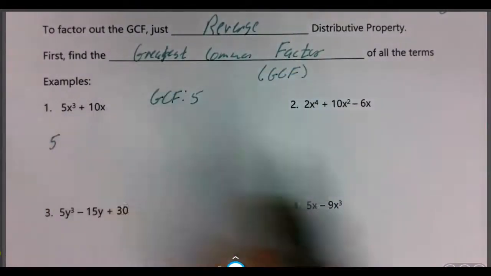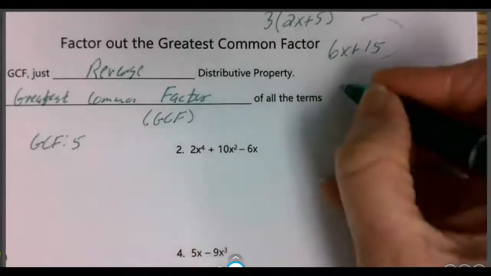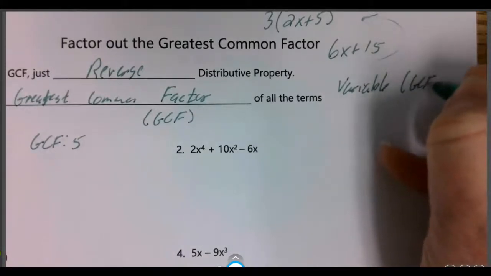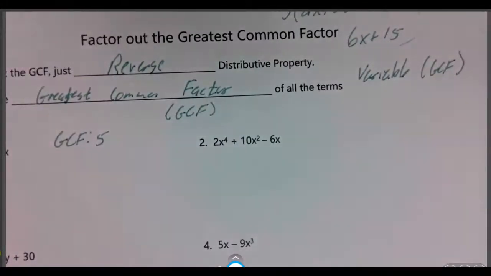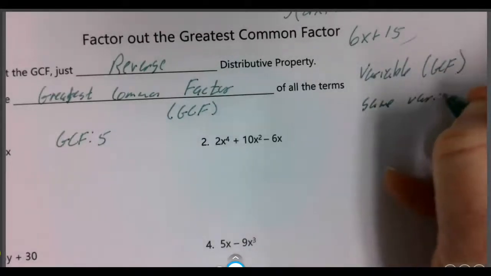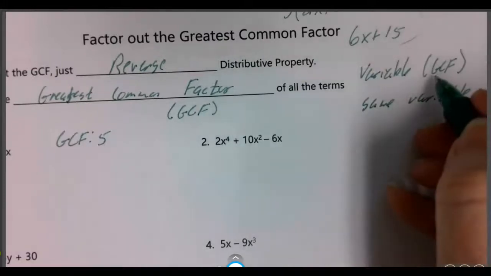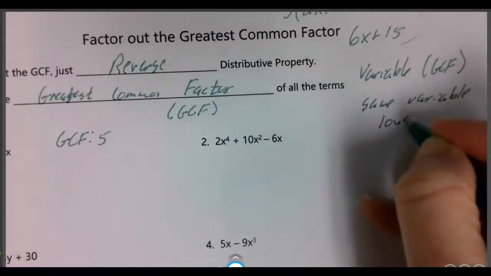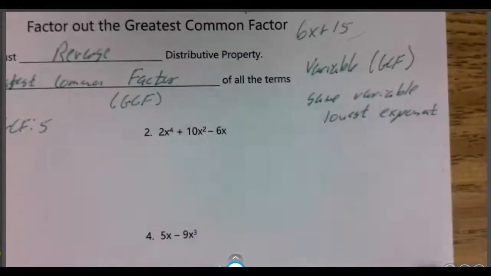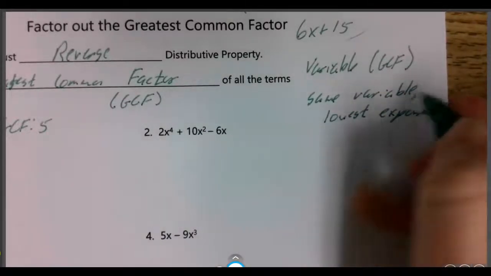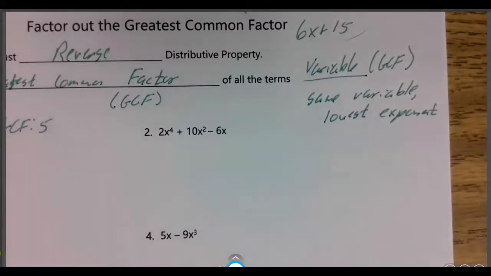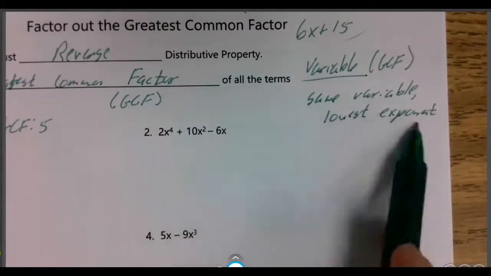Now when I look at the variables, for the greatest common factor, it has to be the same variable, and when I'm finding the greatest, I have to take the lowest exponent. So to find the greatest common factor, I have to find the same variable and the lowest exponent. For the numbers, just look to see what's the biggest number that goes into it. For the variable, same variable, lowest exponent.